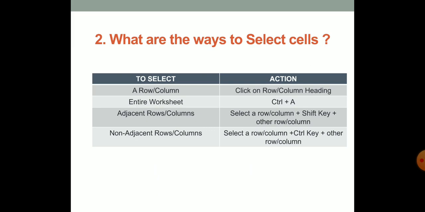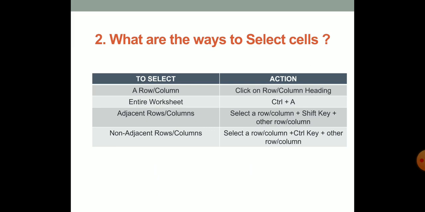What are the ways to select the cells? Okay, first, to select a row or a column, we have to click on the row or column heading. If you want to select a row, you have to click on the row heading. If you want to select a column, you have to click on the column heading. Now if you want to select the entire worksheet, you have to use Ctrl plus A. You have to press both the Ctrl key and the A alphabet key.